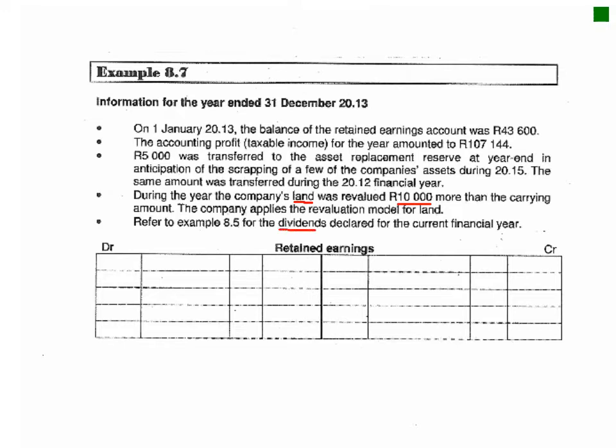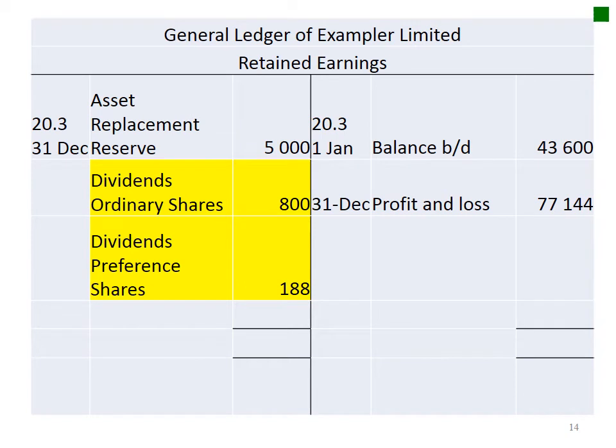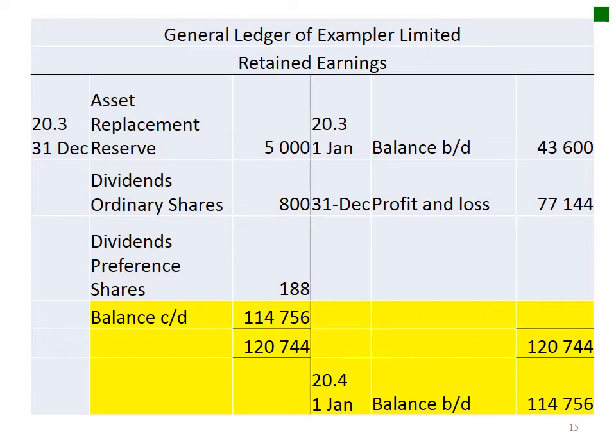Dividends declared will, however. If you go back to example 8.5, you'll see there are dividends of 800 for ordinary shares and 187.50, which I've rounded to 188, for preference shares. So those dividend amounts end up in the retained earnings account. These are also appropriations of profit, and we will credit shareholders for dividends. Then we can balance the retained earnings account. So the closing balance at the end of the year is earnings retained in the business, which are still available to be distributed as dividends to shareholders.